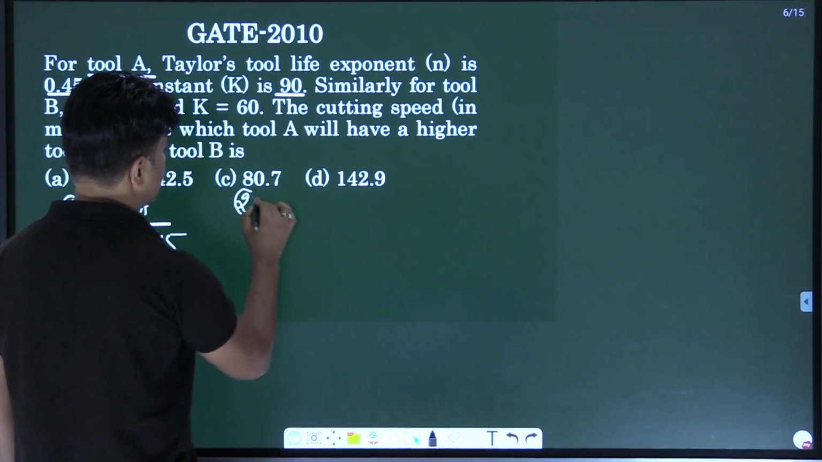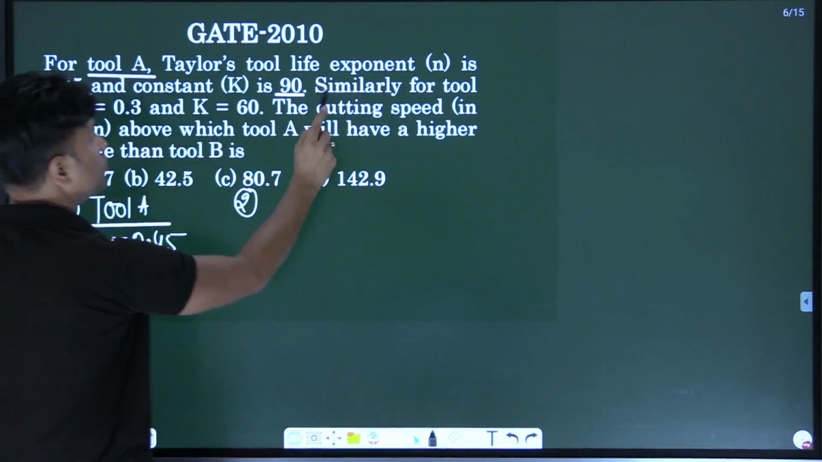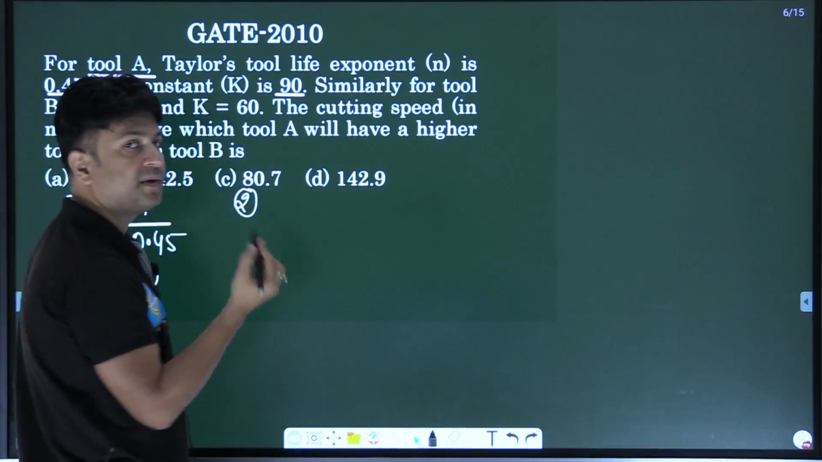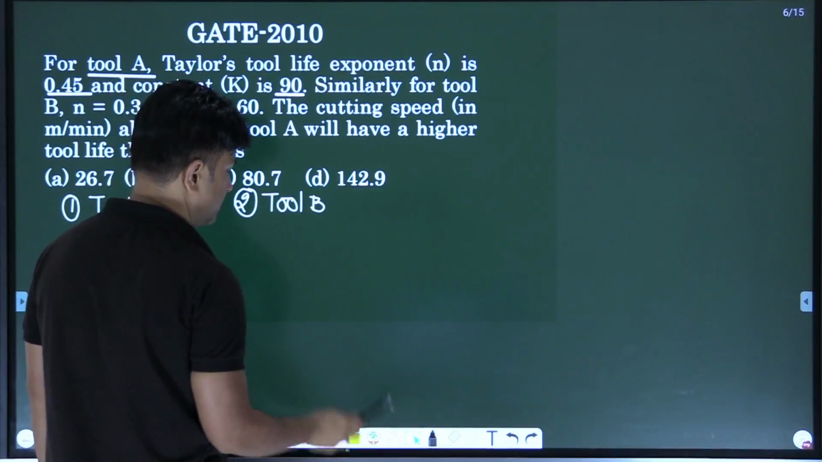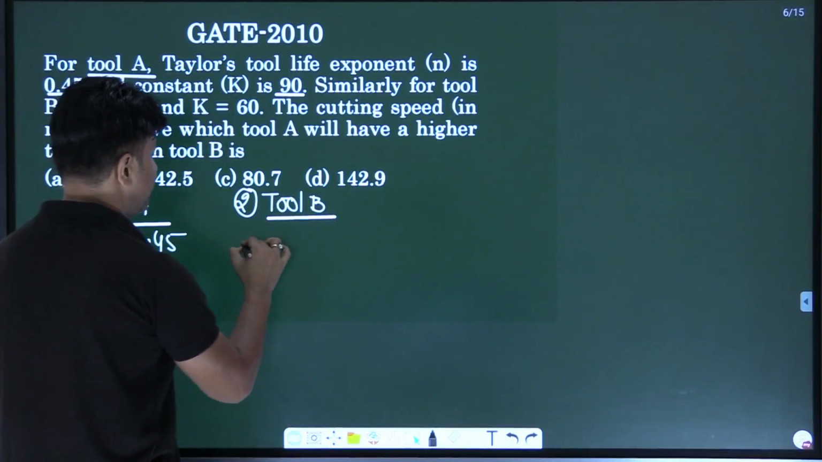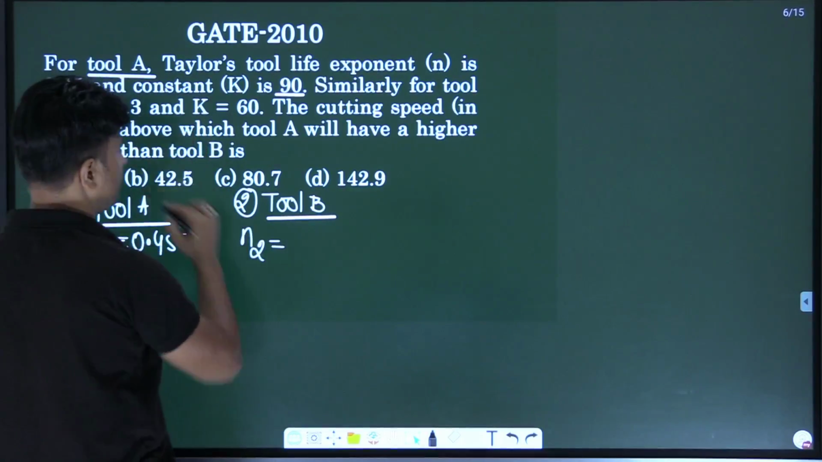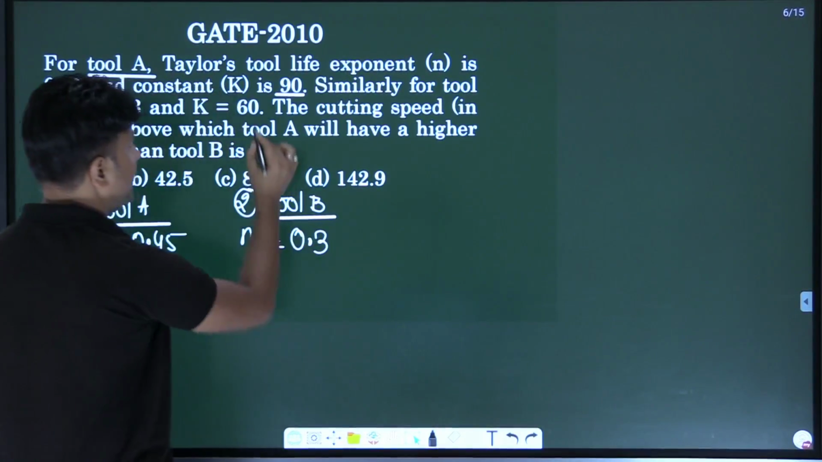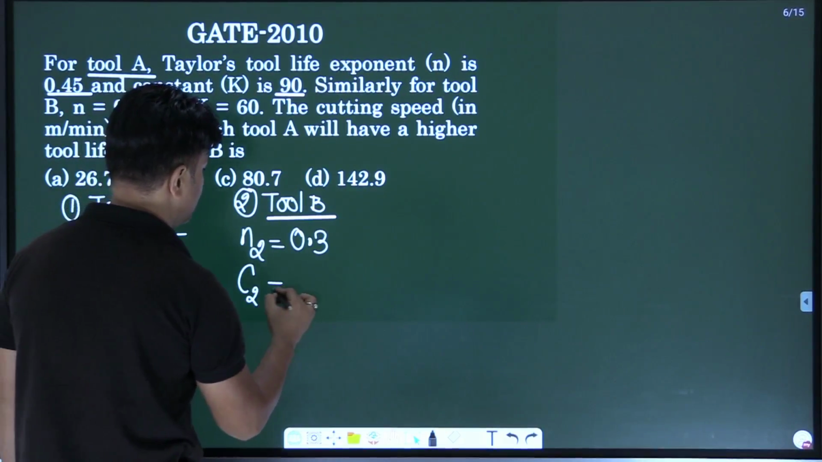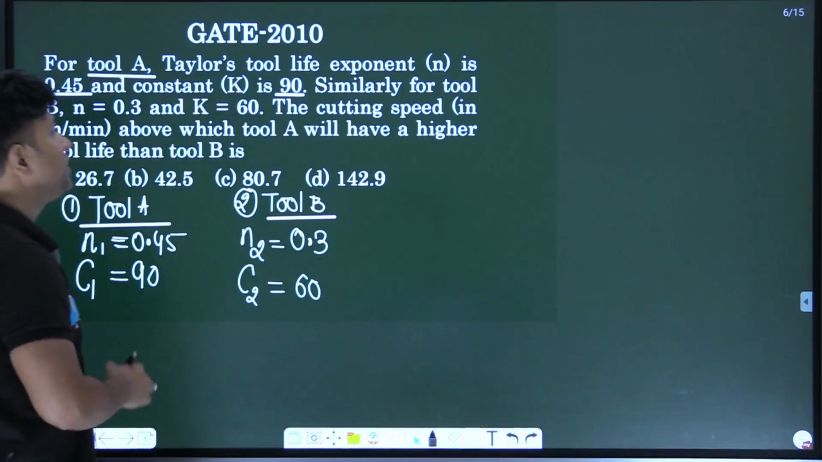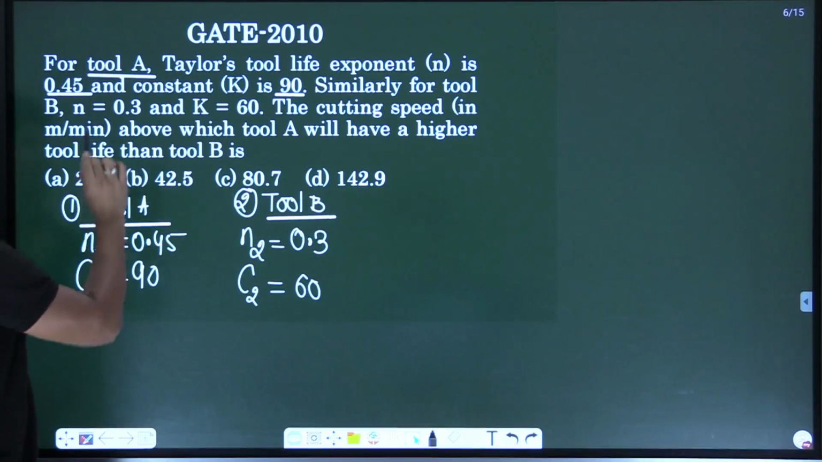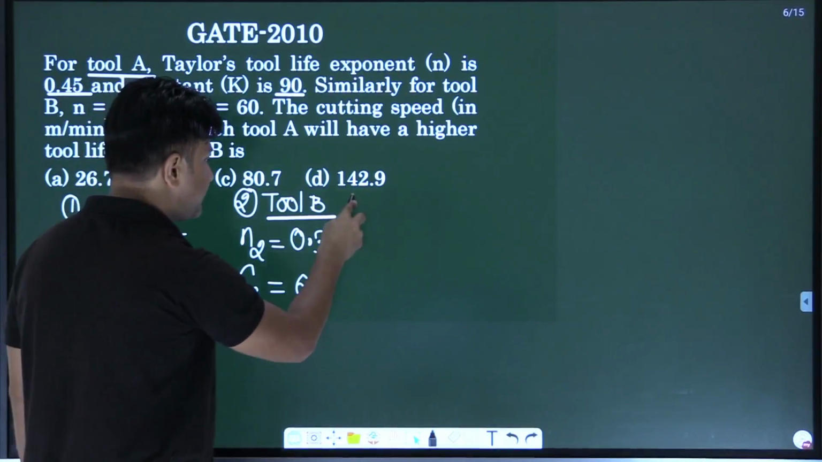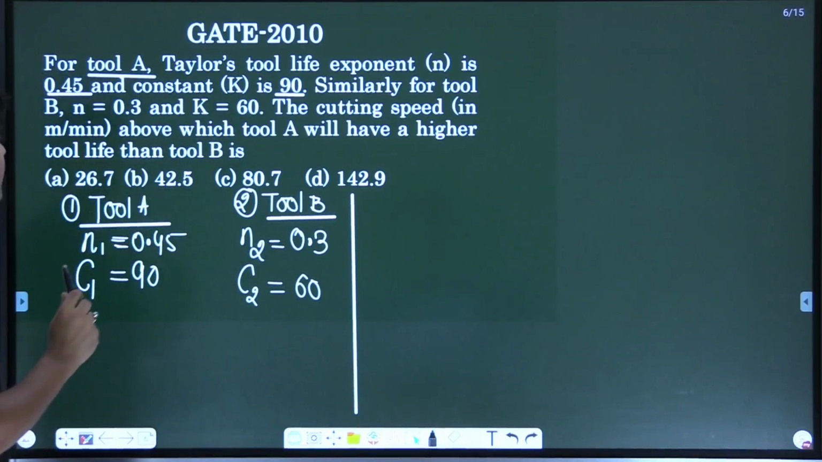Now, there is a tool B. Similarly for tool B, I am representing tool B by 2, with N2 equal to 0.3 and with C2 equal to 60. So, what will be the cutting speed above which tool A will have a higher life than tool B?